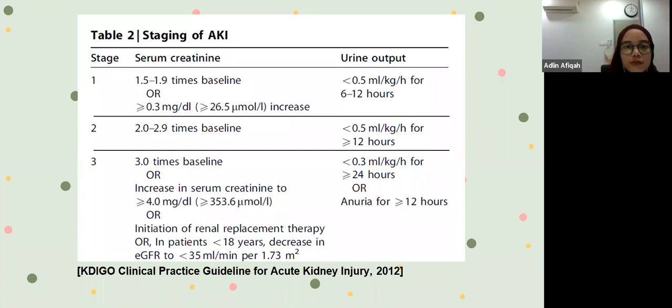So before we stage AKI, we have to know the baseline serum creatinine. I'm sorry, I forgot to mention here. The baseline creatinine level for children below 3 years old is 0.3 to 0.7 milligram per deciliter, while for children 3 years old to 18 years old, the level ranges from 0.5 to 1.0 milligram per deciliter. This normal range I got from the University of Rochester Medical Center website. I couldn't find it in the PITS protocol.